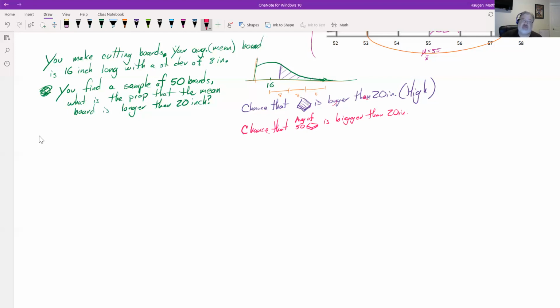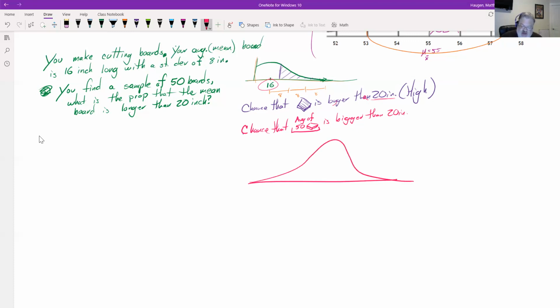What should, theoretically, what should the average of our 50 boards be? Theoretically, it should be pretty close to 16, right? But theoretically, any randomly selected board should be close to 16. But for an individual randomly selected board, being 20 inches, well, that's half a standard deviation. That's not a big deal. That's pretty good. For an average of 50 boards to be 4 inches longer than the average of our population, that's much less likely. Much less likely.